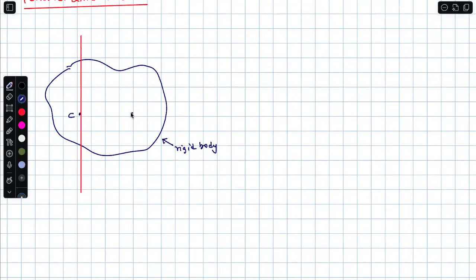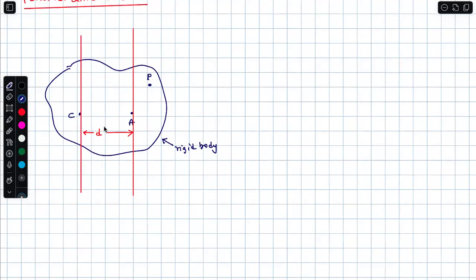And this is some random point A. And imagine an axis that passes through A. And this distance is d. This distance is d. Now you have some random point P. There is some random point P.